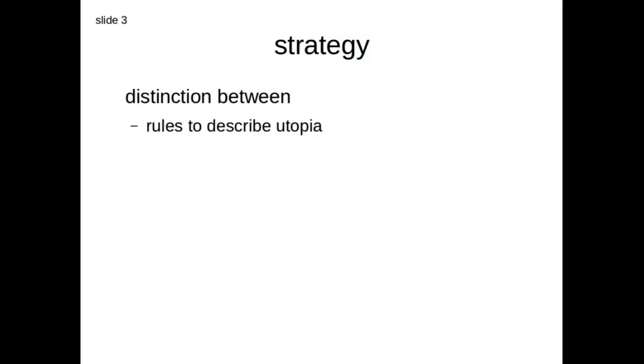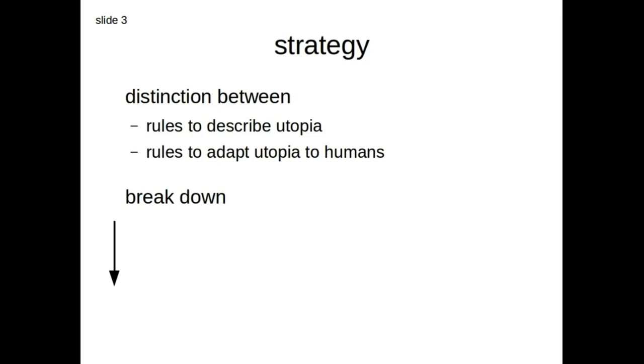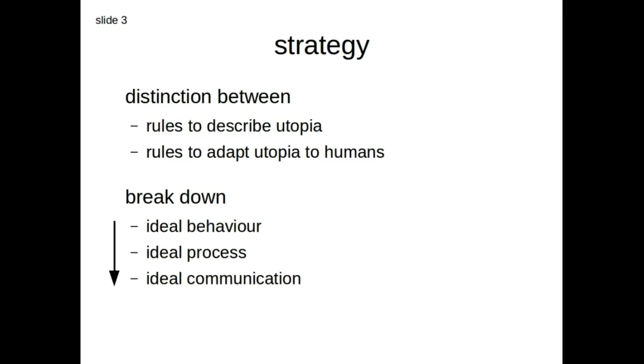Now I come to our strategy. In order to formulate a strategy, I make a distinction between the rules that you need to describe utopia and the rules that you need to adapt this utopia to humans. This allows me to break down the task at hand. So I start with people that exhibit ideal behavior, namely, they adhere to the care principle. Next, I assume these people cooperate according to an ideal process. So they set goals, they adjust the planning, and they execute it. And finally, I assume these people to communicate in an ideal way.